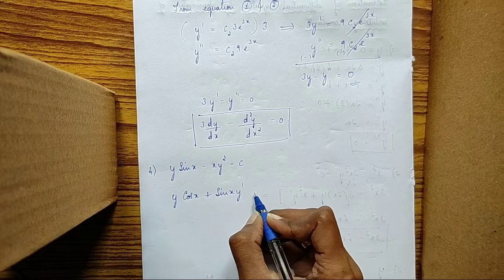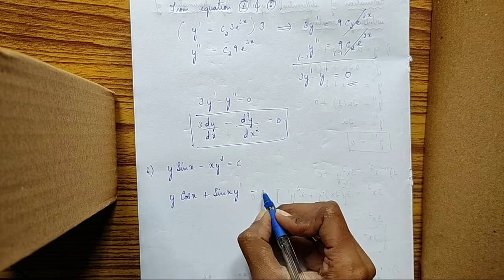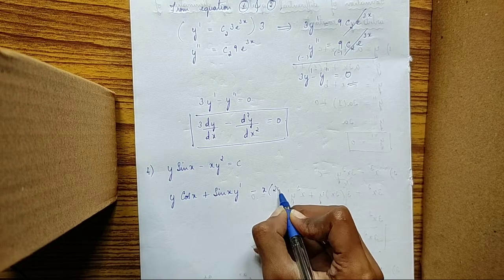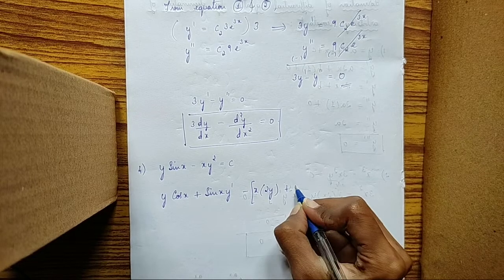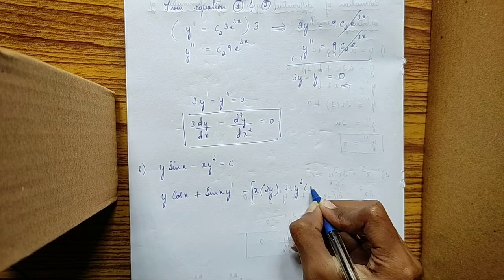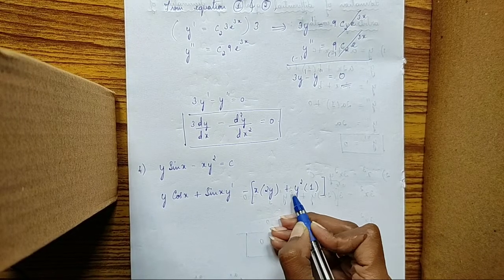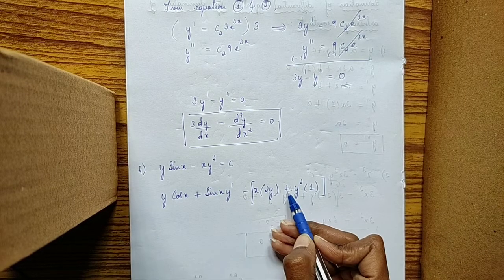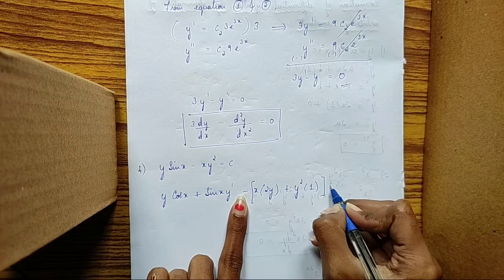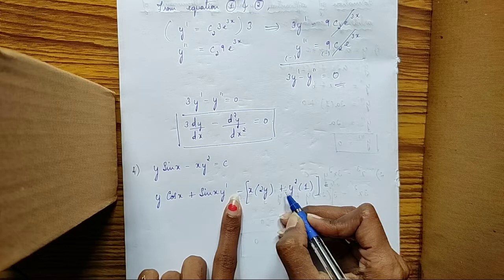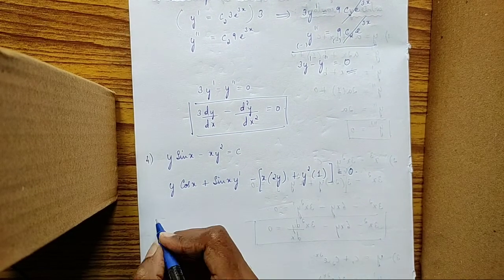Differentiation of y is y', minus, and here again the u into v rule applies: x into 2y y', plus y² into differentiation of x, which is 1. Never forget to put these brackets, or else you have to write this plus sign as minus. If you are not using the brackets, you have to multiply the signs, plus into minus, and write. The differentiation of c is 0.